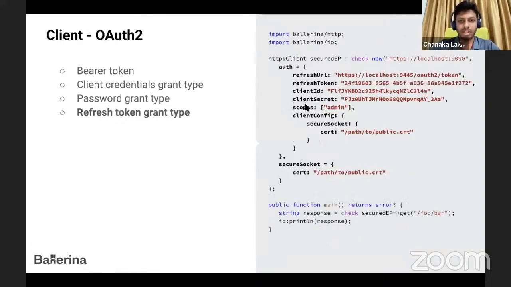The next one, the final one, would be the refresh token grant type. Here we are configuring the Ballerina HTTP client like this. As in the previous two grant types, Ballerina will internally call the refresh URL and get the access token for the next API authentication call.